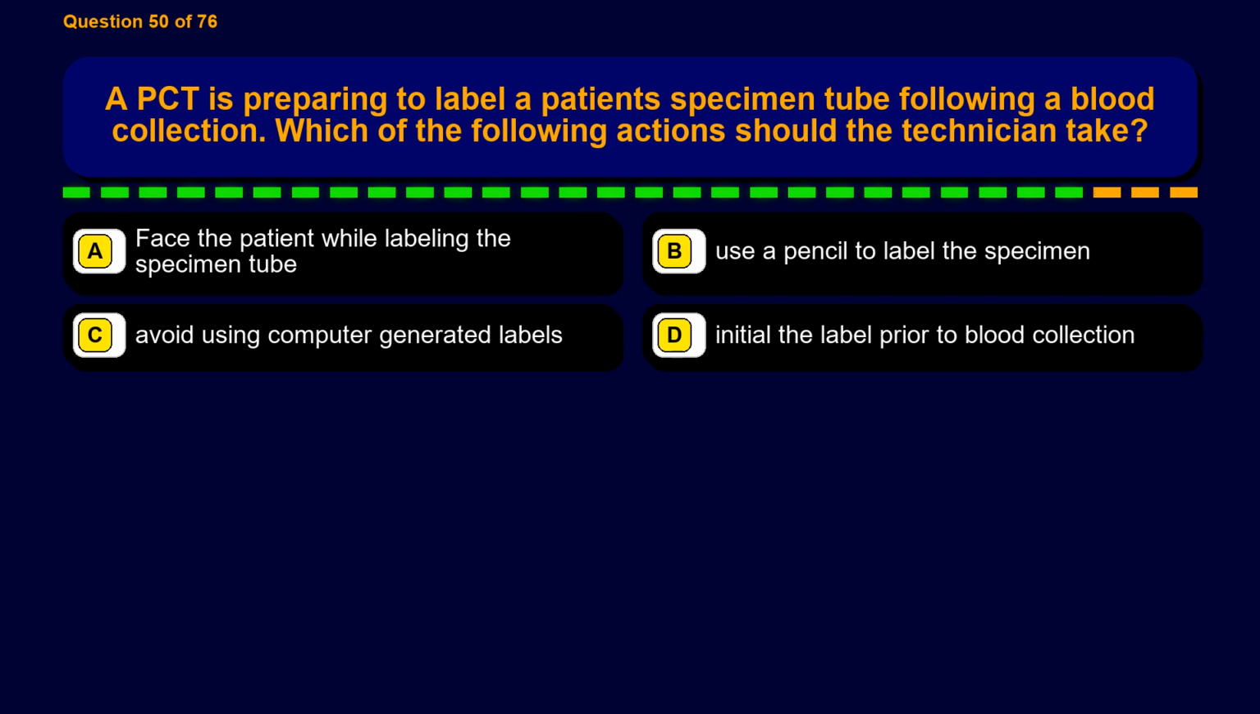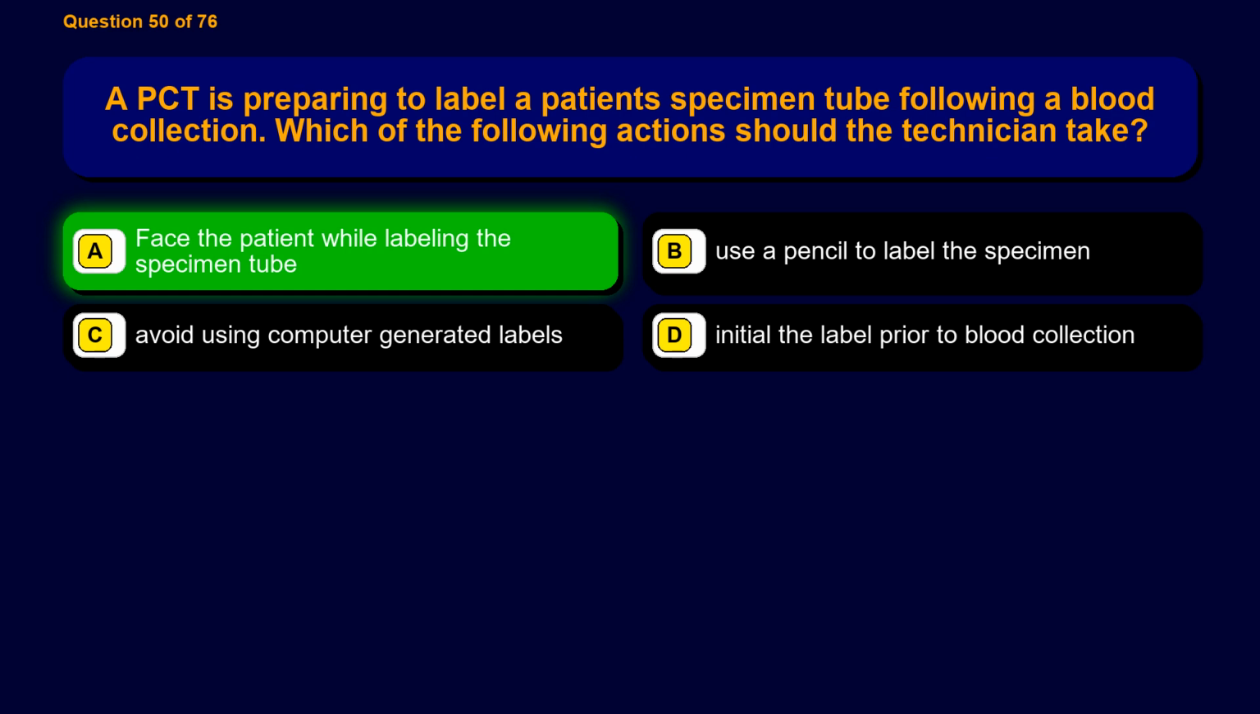Question 50. A PCT is preparing to label a patient's specimen tube following a blood collection. Which of the following actions should the technician take? Option A, face the patient while labeling the specimen tube. Option B, use a pencil to label the specimen. Option C, avoid using computer-generated labels. Option D, initial the label prior to blood collection.